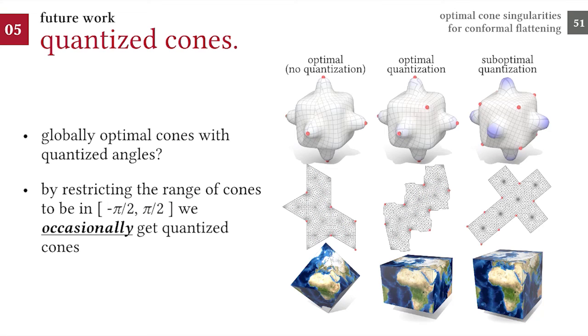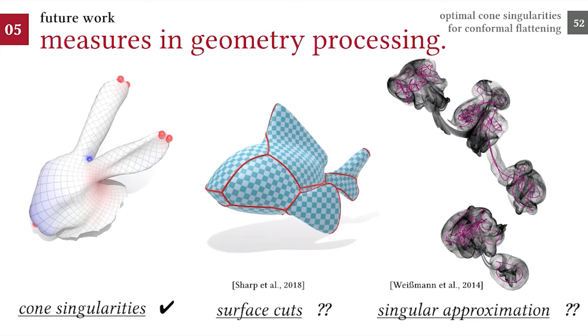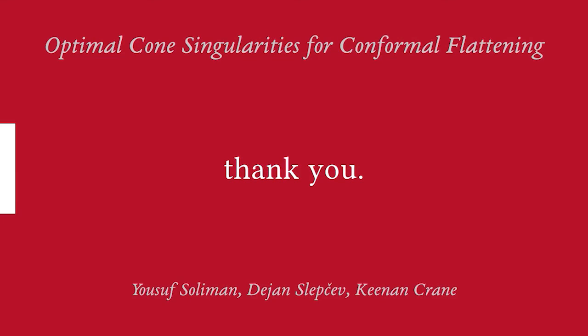So what's next? Well, one thing that would be nice to incorporate is quantized cone angle constraints. And although this doesn't fit in the current framework, you can sometimes kind of get there by restricting the cone angles to be between plus or minus pi over 2, and occasionally we'll get optimal quantized cones. More broadly, though, we believe that using similar measure-theoretic frameworks can provide new perspectives and efficient algorithms for a wide variety of geometry processing problems like finding optimal surface cuts or optimal singular approximations. The code for this is going to be implemented in the boundary first flattening framework within the coming weeks, and that's all I've got. Thank you.